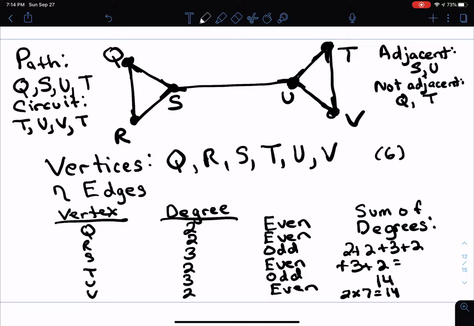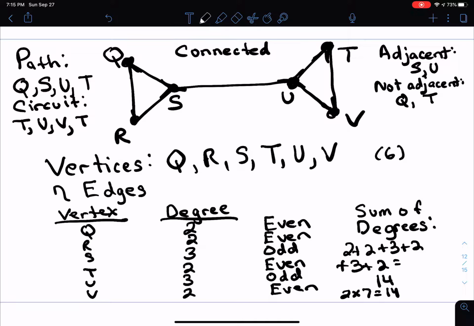Right now it is connected. This is definitely a connected graph. I can get from any one vertex to another with some kind of path. They don't have to be directly adjacent, but I can get from Q to T following some kind of path.